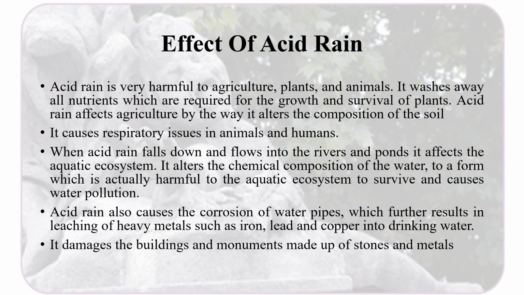causes water pollution. Acid rain also causes the corrosion of water pipes, which further results in leaching of heavy metals such as iron, lead, copper into drinking water. It damages buildings and monuments made up of stones and metals.